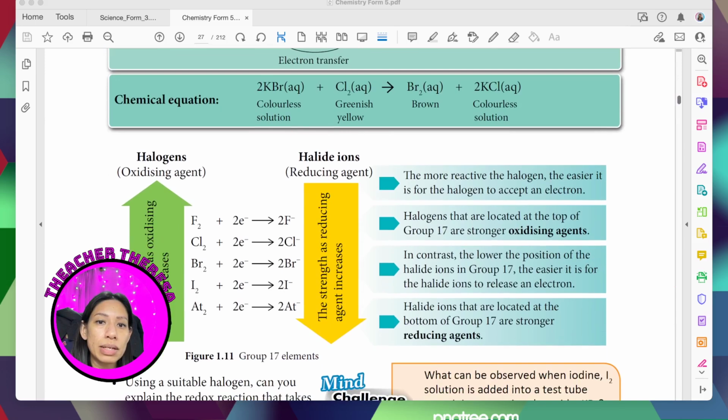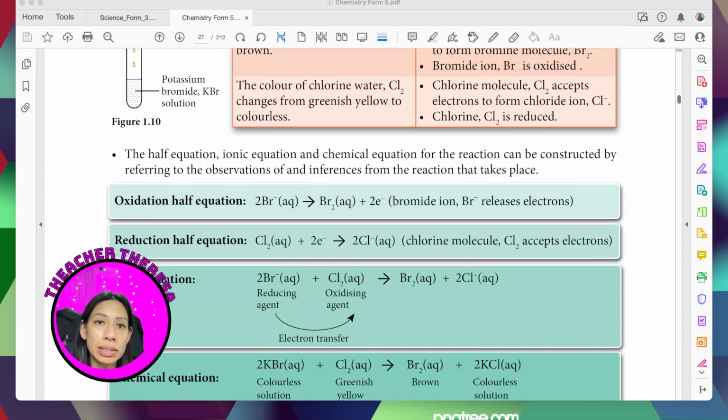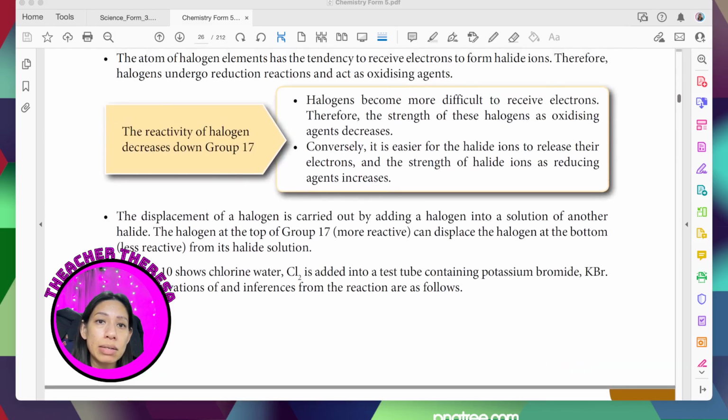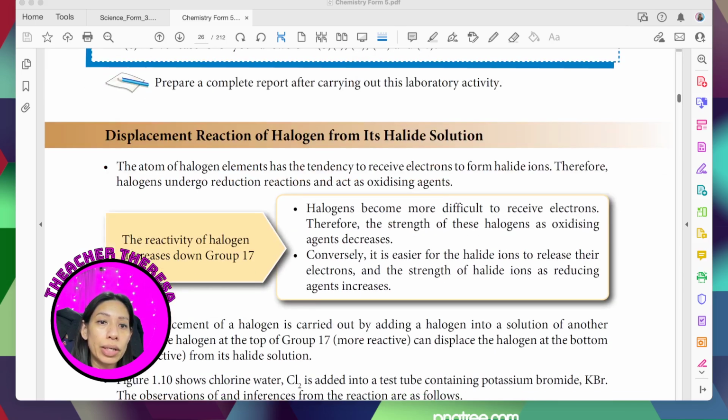Now group 17 is slightly different in terms of the terms we use. This is something like displacement, but because this is involving non-metal, we call it differently. So what we need to understand is both reactions are similar in the sense of the concept, but different in terms of the terms we use.